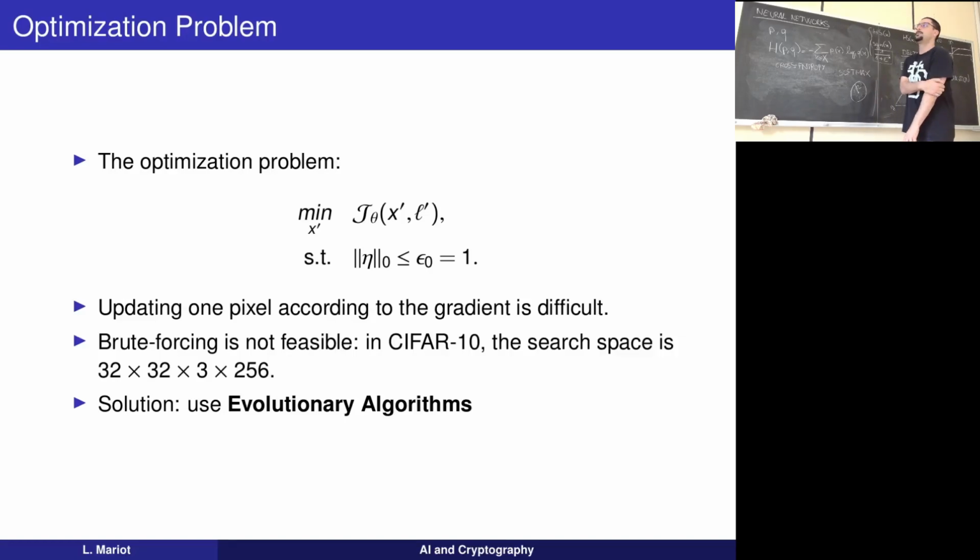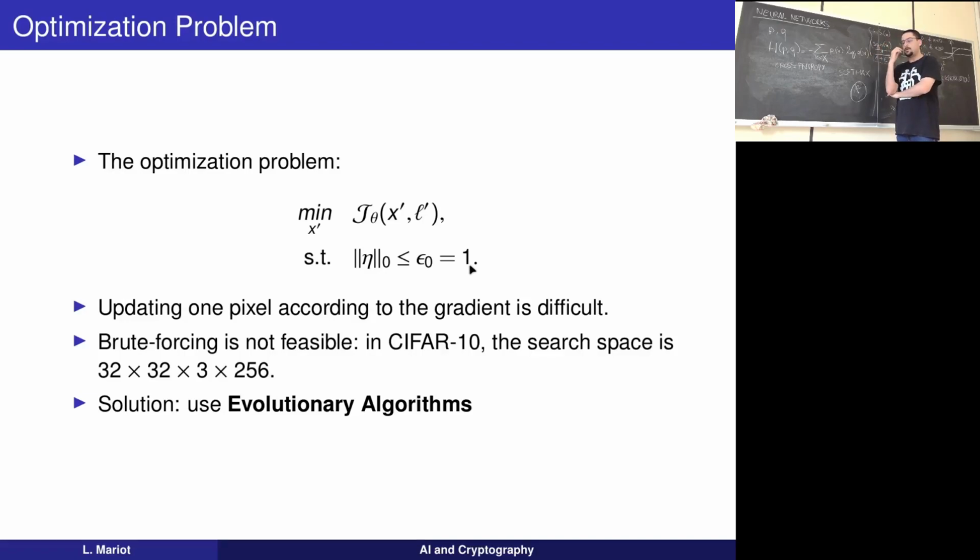Okay, so here we are. We have this optimization problem that we want to solve. Basically, what we want to do is to minimize the loss function between the adversarial example x prime and the corresponding output label L prime, such that the corresponding perturbation is smaller than a particular constant. In particular, this constant will be 1, because we want to modify just a single pixel.